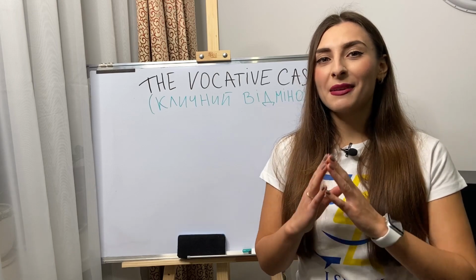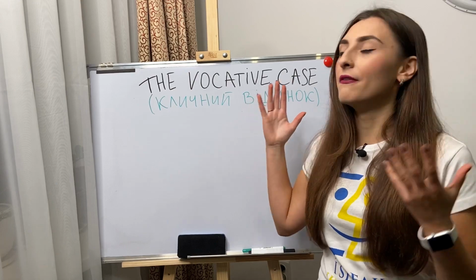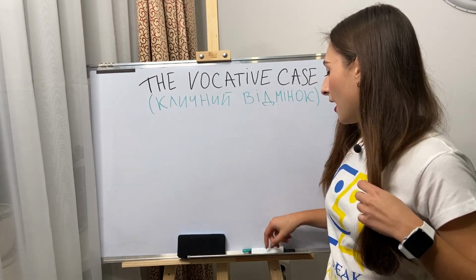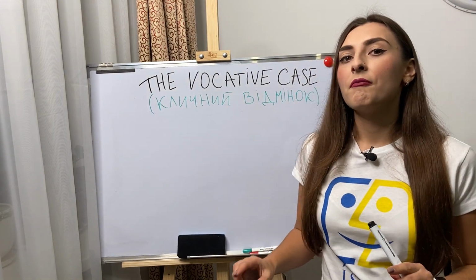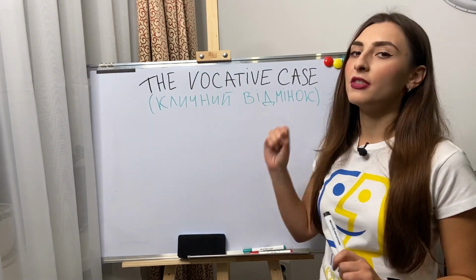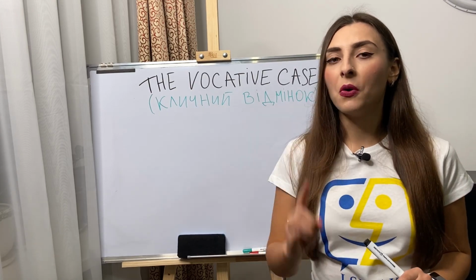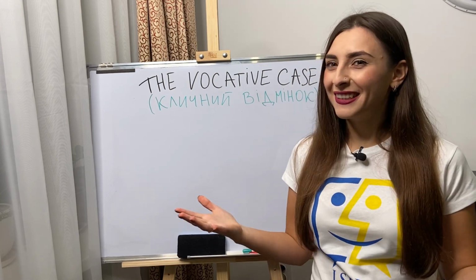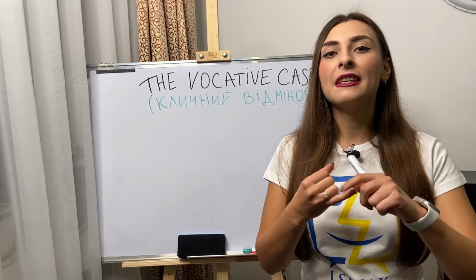So what is the most interesting right now is how to form the vocative case. That is also very important. There are some things that I want to say about the formation of the кличний відмінок. So, guys, we put only nouns in the vocative case. You can ask me, what? Usually in cases we put nouns.